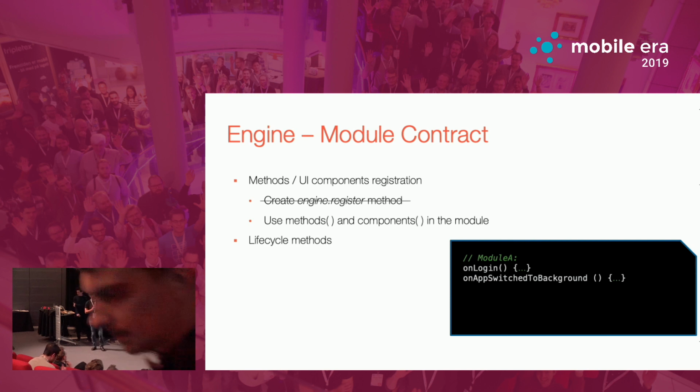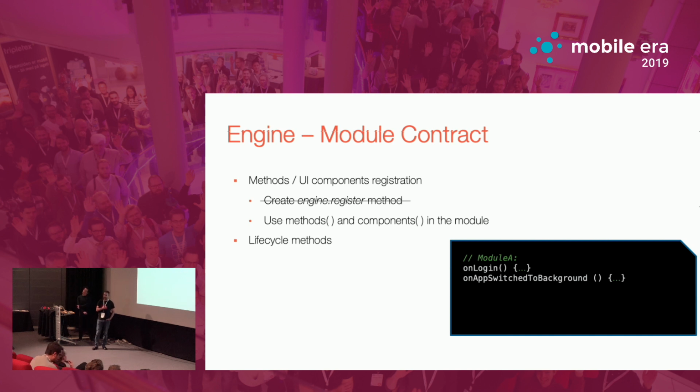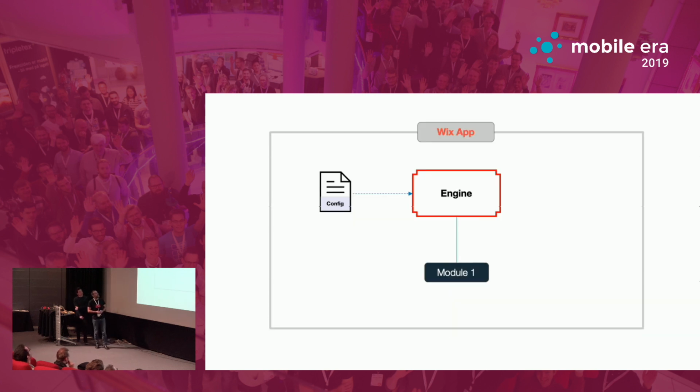Another interesting thing in that strict API that we defined is our lifecycle methods. So we have functions such as onLogin or onAppSwitchToBackground that notify the module about some events happening in the system. And the interesting part about this is that this is the only way for the modules to know about those events. We don't allow any other way, because we want to have a clear picture of what happens in those events. So this allows us to handle bugs and performance issues very efficiently. Because if something goes wrong at some point, it's very easy to see what exactly is going on in all the modules. Okay, it's my part.